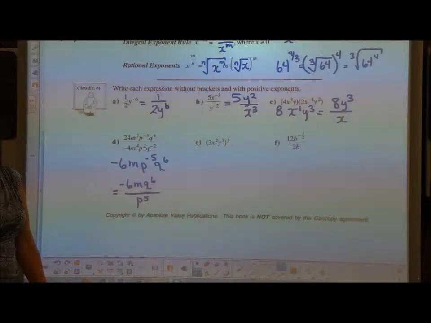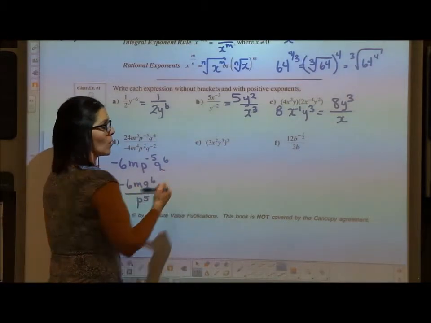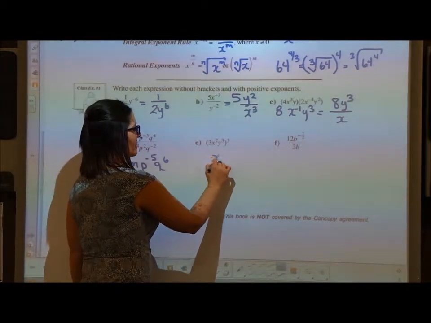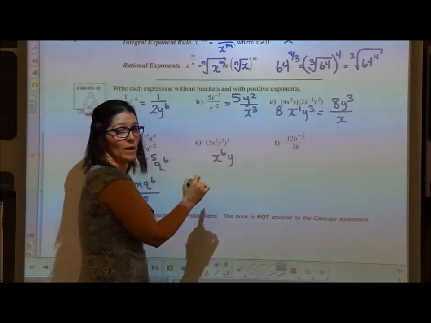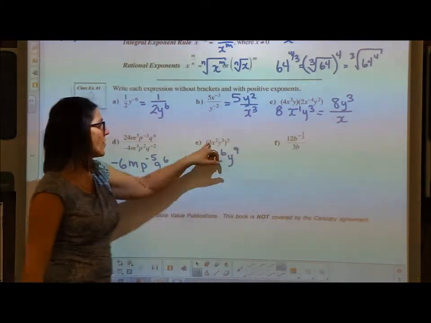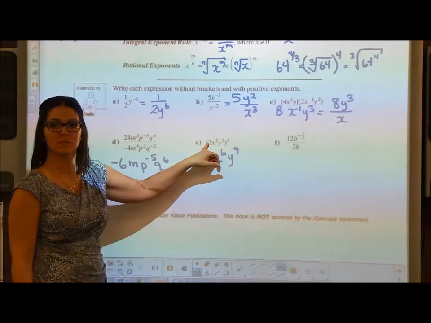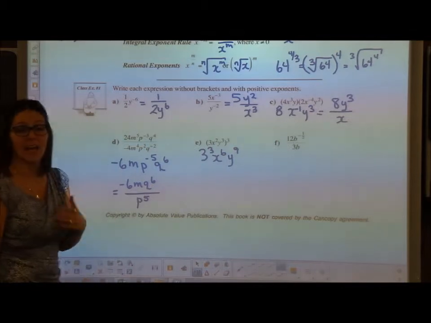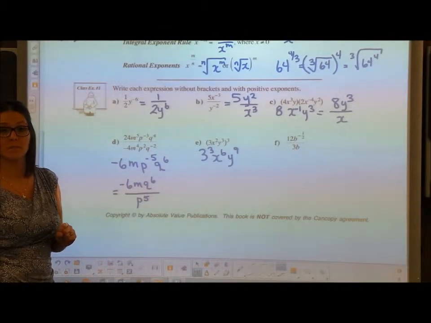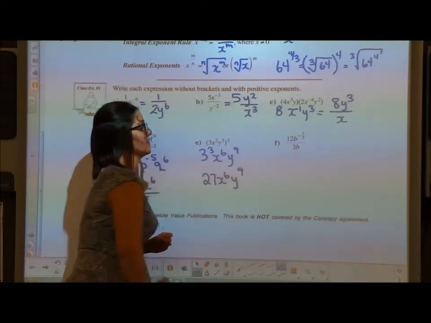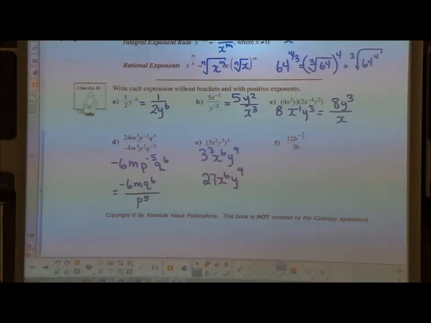Multiply each exponent inside by the 3 outside. Okay, so what would I get when I do that? 3x to the power of 6, y to the power of 9. Okay, and what about this 3? Does it get a power as well? Yes, so this would be 3 cubed. Can I calculate 3 cubed? 27. So 27, x to the power of 6, y to the power of 9. Okay, and the last one.